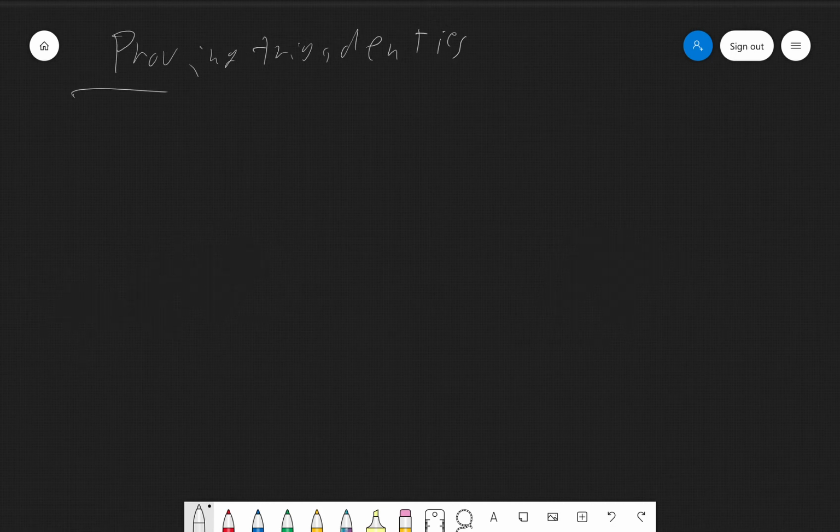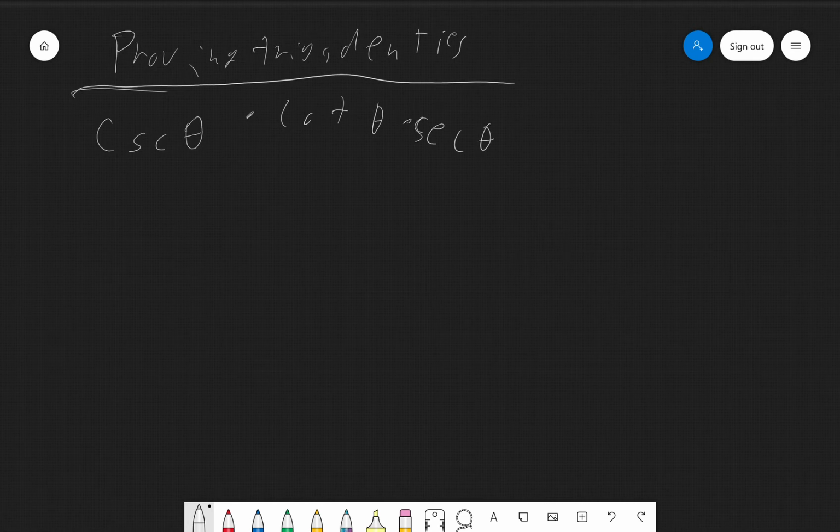By the way, I want you to try these. So pause the video when I give you a problem and please try it. Now, this one's a little harder. Prove that the cosecant of theta times the cotangent of theta times the secant of theta equals secant squared of pi over 2 minus theta.